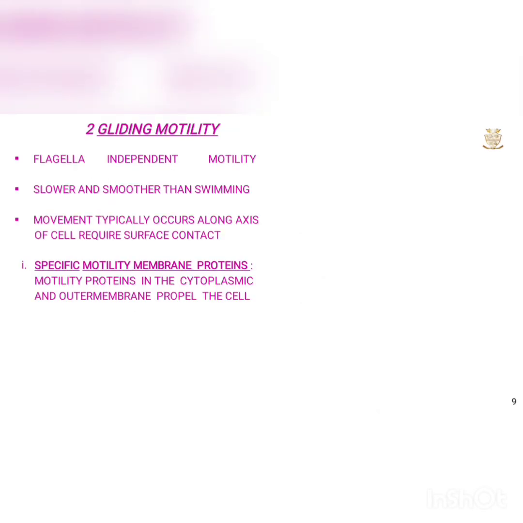Then next is gliding motility. It is flagella-independent motility; there is no need of flagella. It is slower and smoother than swimming. Movement typically occurs along the axis of the cell and requires surface contact. Specific motility membrane proteins help gliding motility. Some proteins in the cytoplasmic and outer membrane help the motility.